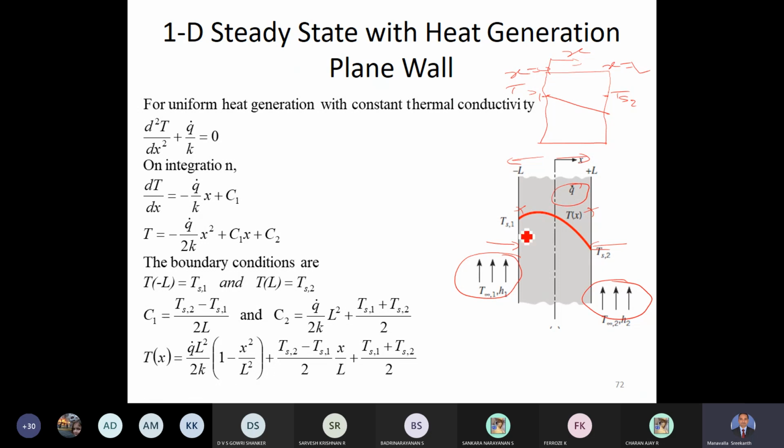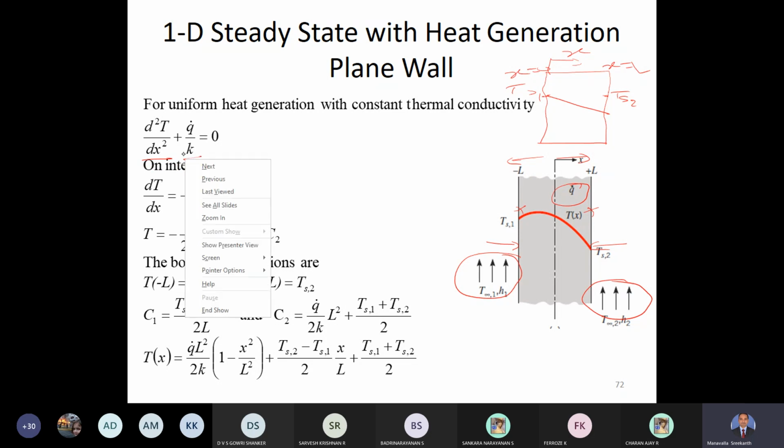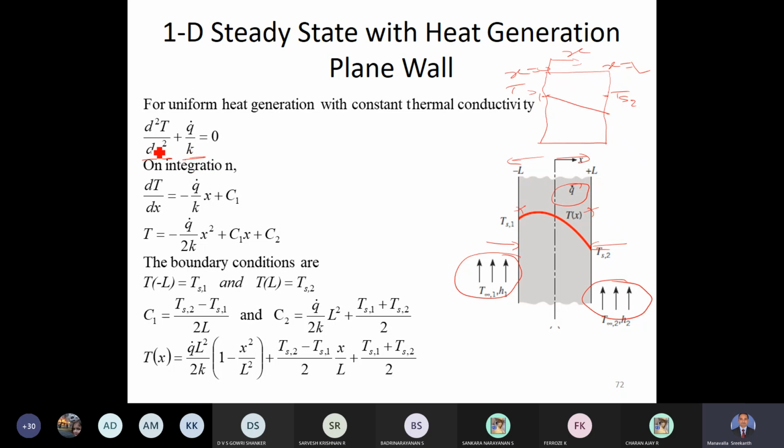So when there is heat generation, what will be the temperature distribution? Again, to solve this problem, this is a one-dimensional steady state problem, but with heat generation. So when we say one-dimensional, then the y and z terms will vanish. Steady state means ∂T/∂τ will vanish. What remains is this equation, ∂²T/∂x², and q dot by k will come. This will take care of the heat generation.